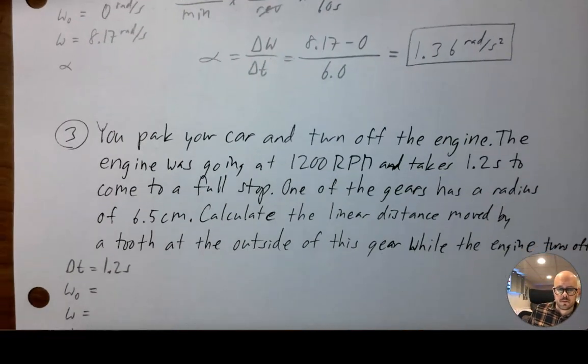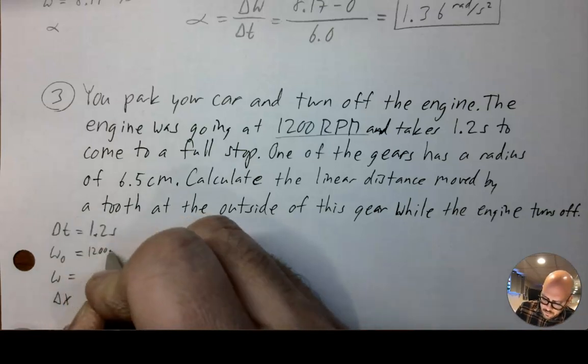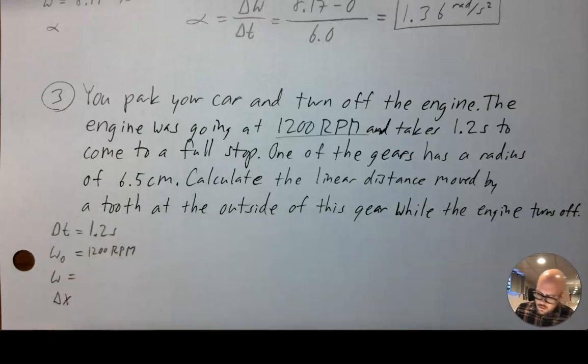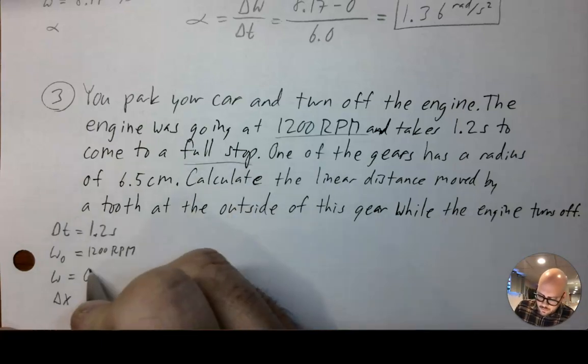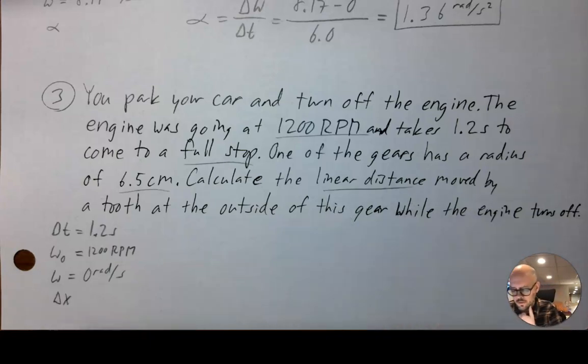All right, last one has the most going on with it. You park your car and turn off the engine. The engine was going at 1200 RPM and takes 1.2 seconds to come to a full stop. So that's 0 radians per second. One of the gears has a radius of 6.5 centimeters. Calculate the linear distance moved by a tooth at the outside of this gear while the engine turns off.